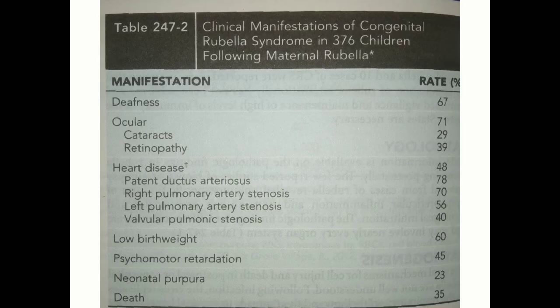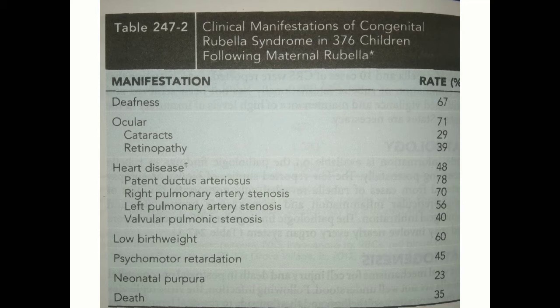And these are the complications that occur in congenital rubella syndrome among mothers infected with rubella. Deafness comes first, and then ocular complaints, second cataracts and retinopathy, congenital heart disease, mainly patent ductus arteriosus, right pulmonary artery stenosis, left pulmonary artery stenosis, valvular pulmonic stenosis, low birth weight, psychomotor retardation, neonatal purpura, that is thrombocytopenia, even death due to the viral infection itself. So it's a preventable cause of neonatal events.